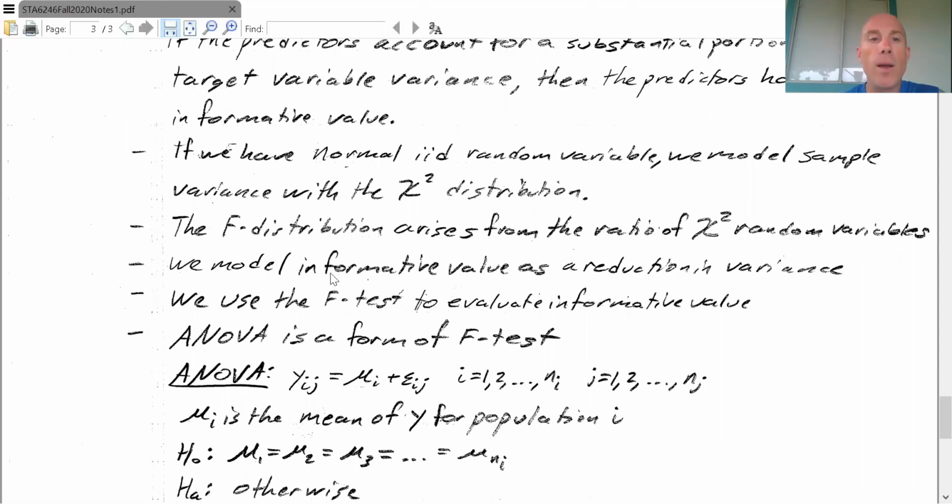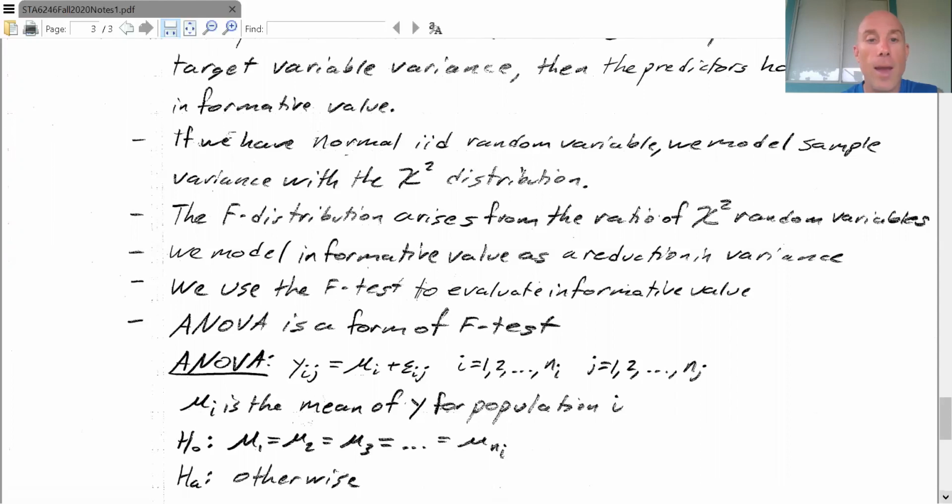So we model informative value as a reduction in variance. The F test, which arises from the ratio of variances, can be used to evaluate if we have informative value. And this whole F test situation applied to regression is what we call ANOVA.